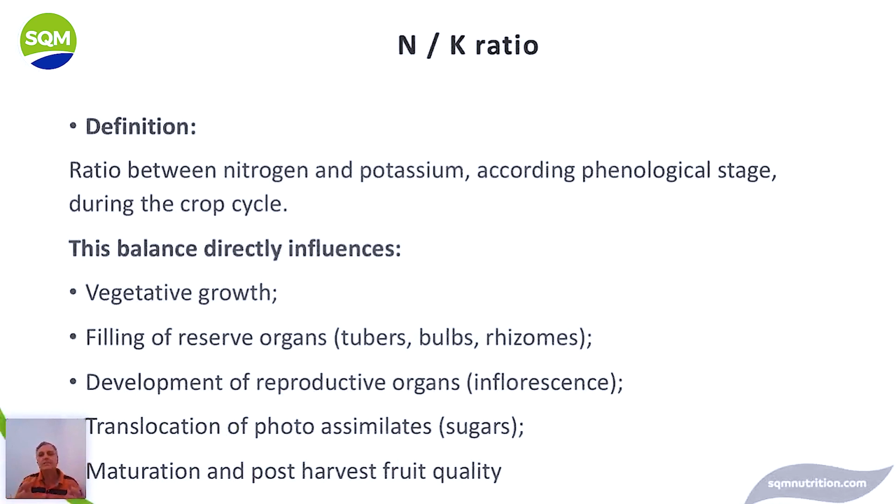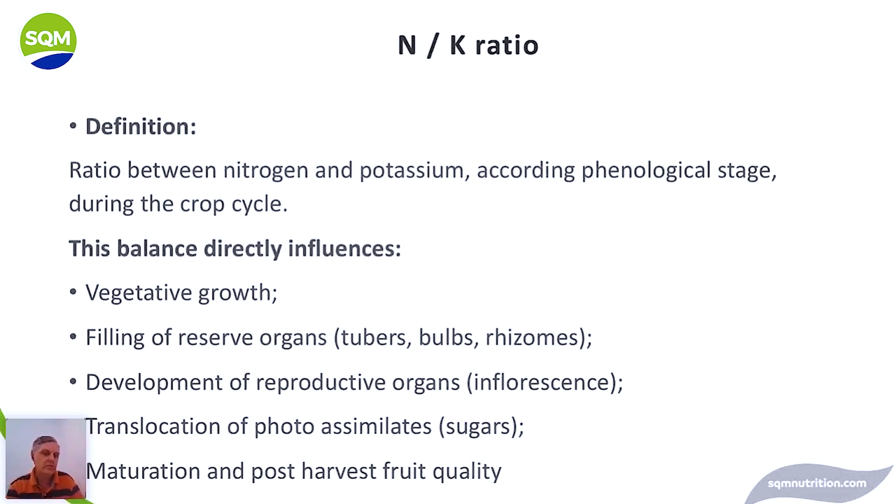And that gives us a very important point for this management, which is the nitrogen-potassium ratio. That's a physiological concept that works for all vegetables, not only for citrus, for any crop. The nitrogen-potassium ratio changes according to phenological stage, and then we can interfere in the behavior of the plant by managing the nitrogen-potassium ratio.